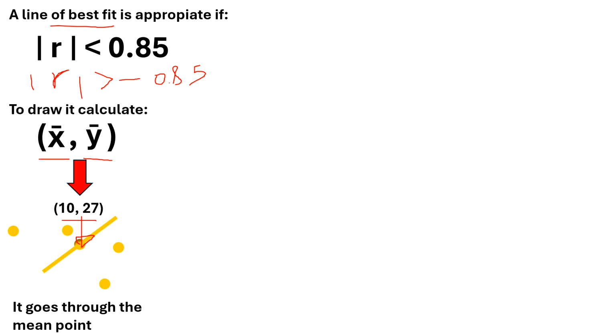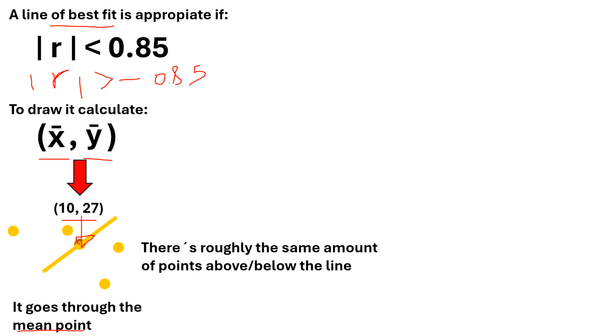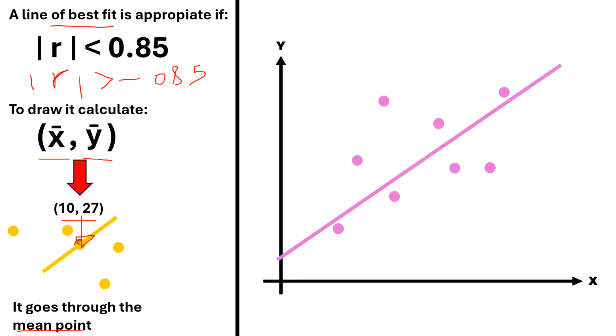It goes through the mean point. Now, there should roughly be the same amount of points above and below this line, and again, it should go through the mean point. Now, that was fast.